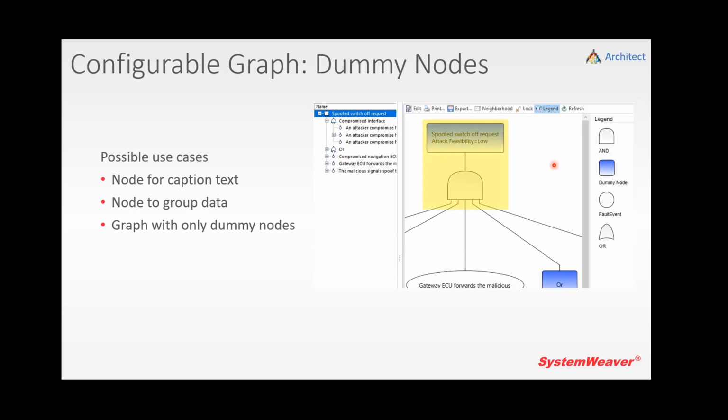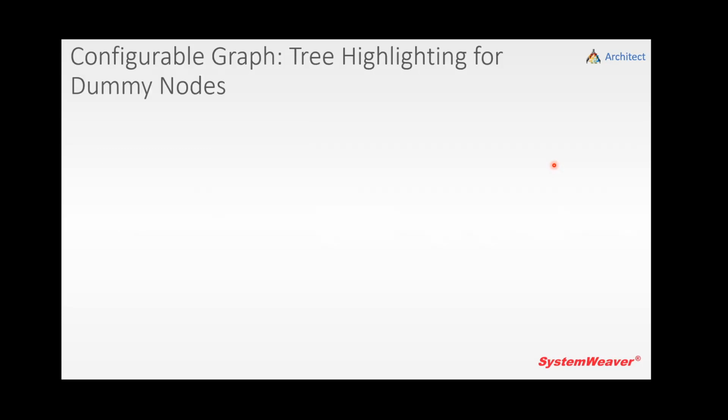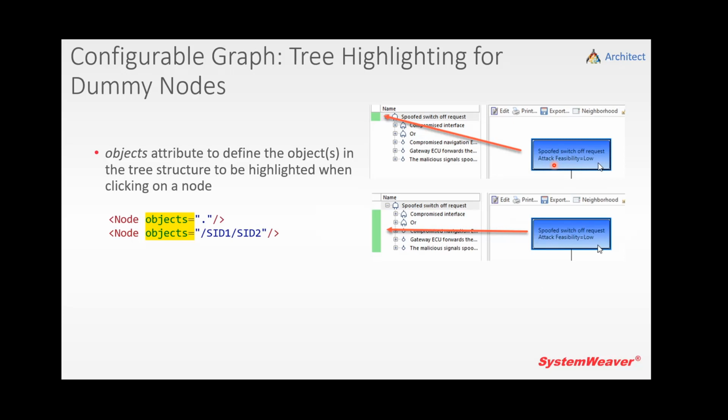Another one might be if you want to group your data, just have some basic dummy nodes that are grouping data that people can click on, and then the items that they're representing get highlighted in the tree. And you can also have a graph with only dummy nodes. As far as the highlighting goes with that objects attribute, this is how it works. In this first example, if I click, it's representing just this one, but I can switch it, and when they click on it, it represents all of these using a path.